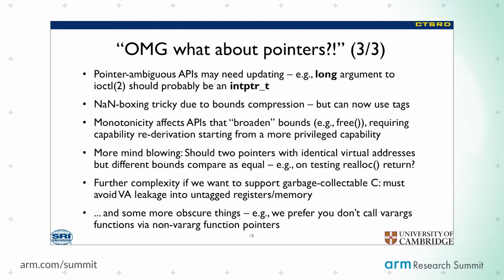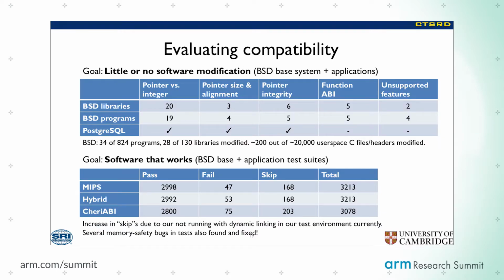It turns out people like to take functions that accept variable arguments, and then they like to pass them via function pointers that don't have variable arguments and then call them. And if your ABIs differ, bad things happen. So we want to evaluate compatibility.